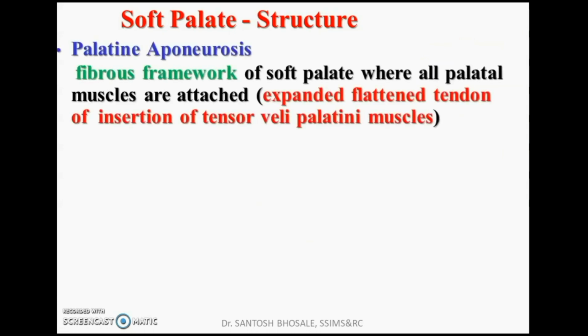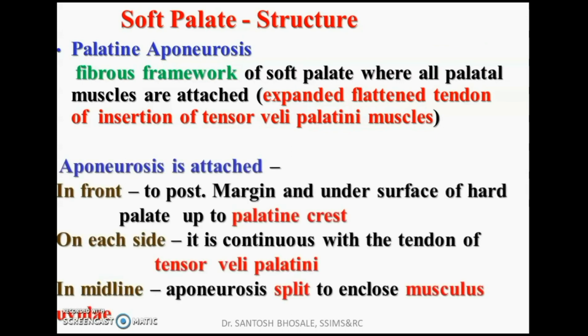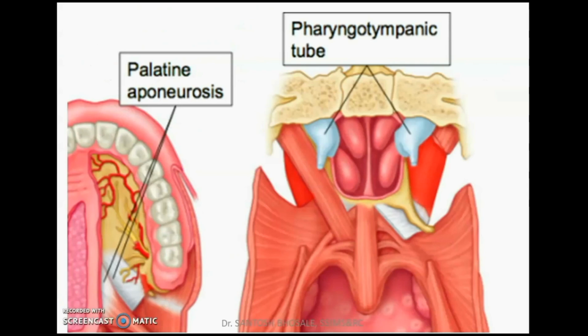So coming to the palatine aponeurosis, it is the fibrous framework of the soft palate where all the palatal muscles are attached. There are 5 pairs of muscles attached to the fibrous framework called the palatine aponeurosis. It is a modified tendon of the tensor veli palatini muscle, attached to the posterior margin and undersurface of the hard palate up to the palatine crest, that you have discussed in the osteology. On each side it is continuous with the tendon of tensor veli palatini. In the midline, it is split by the musculus uvulae.